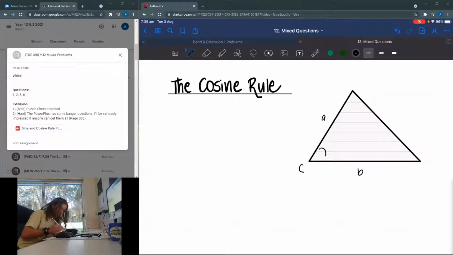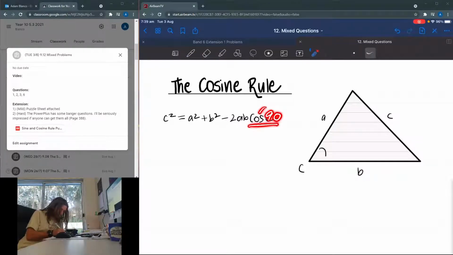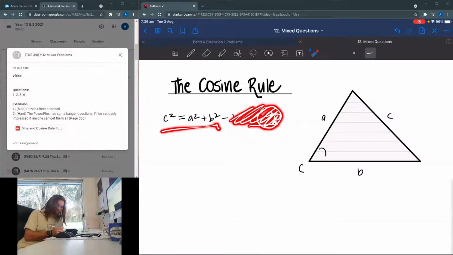Okay, so if you're trying to find, I guess, c, then it's c squared equals a squared plus b squared, so I just remember it as Pythagoras with a little bit extra. Minus 2ab cos C. And some people notice that when this angle is 90 degrees, this whole thing becomes 0, which means this thing cancels out, and a right angled triangle just uses Pythagoras, and that's what that is.